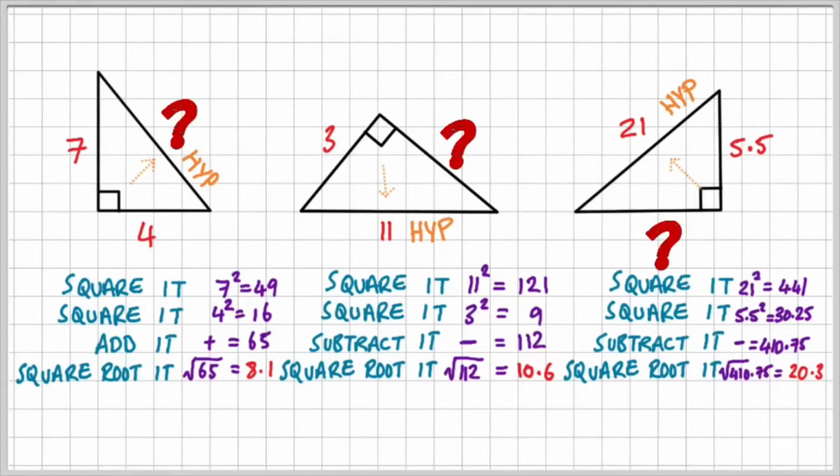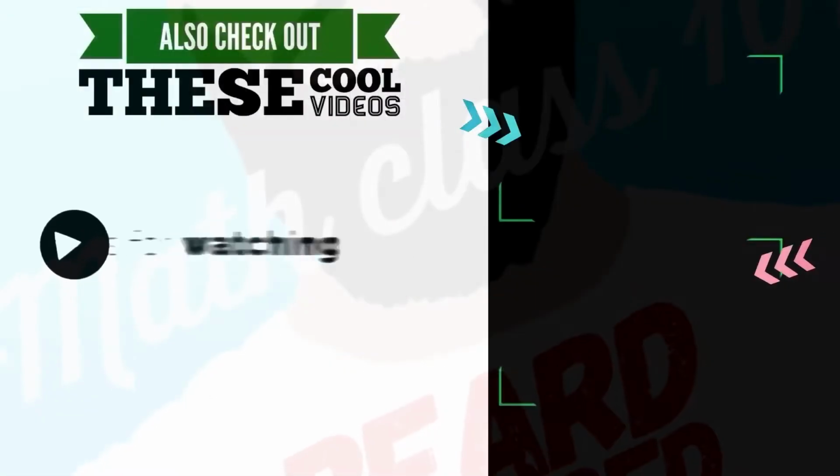So that's a super easy, quick way of using Pythagoras to solve one of the missing lengths of a right-angled triangle.